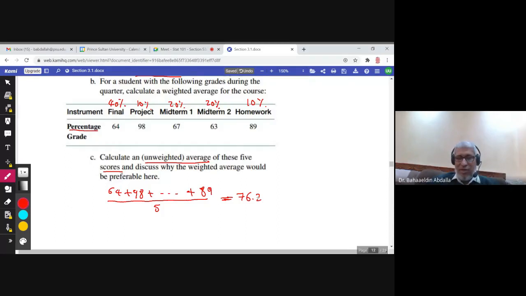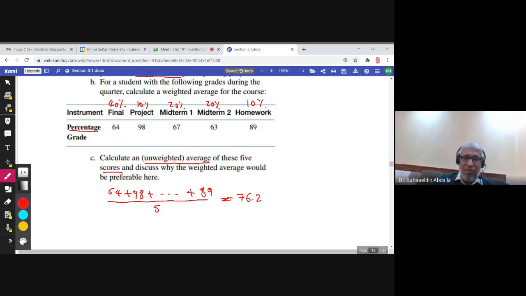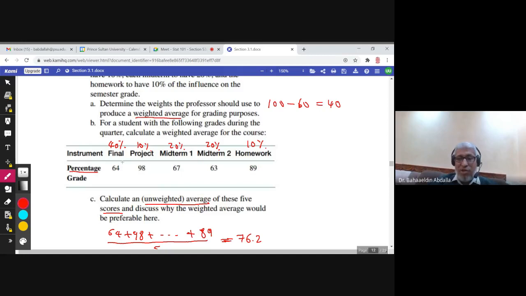But then the professor will say, oh, come on, how come you add all of them? You don't pay attention to the weights. The final weighs 40%. You cannot do it like this. This is a usual mean, an unweighted mean. I need a weighted mean because the final exam shouldn't weigh the same as the homework. There must be a difference between them.